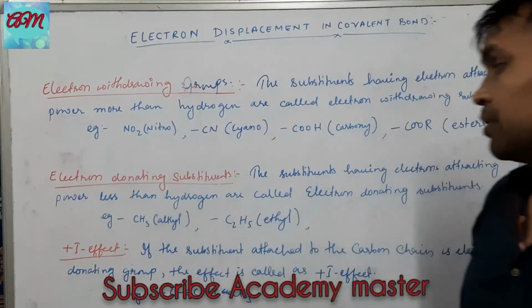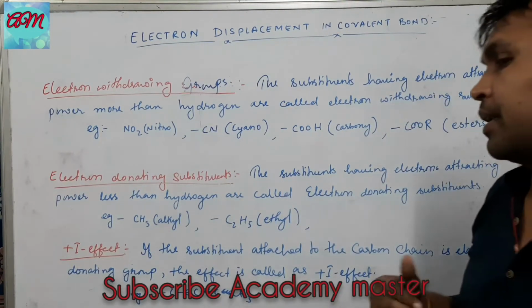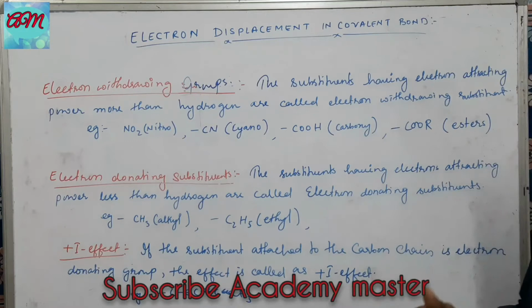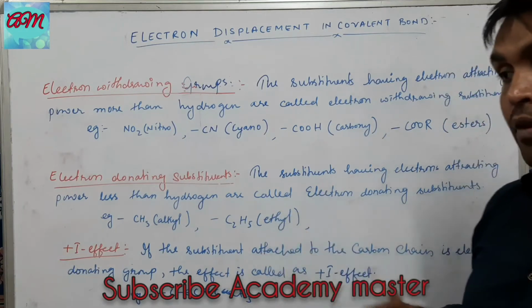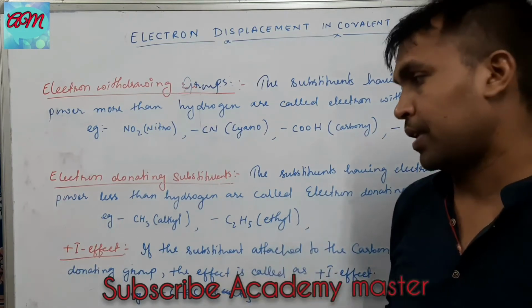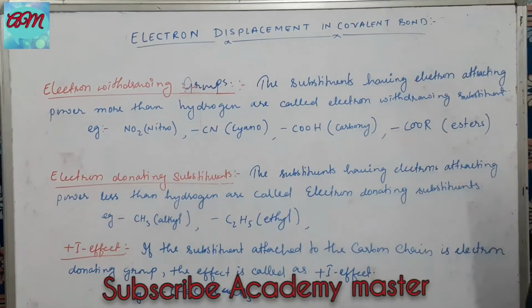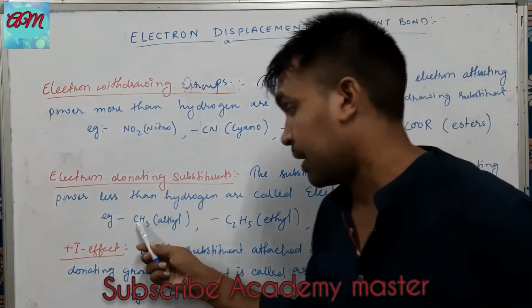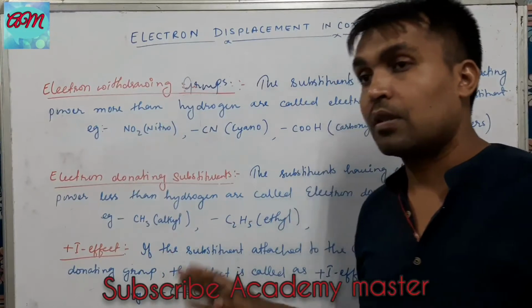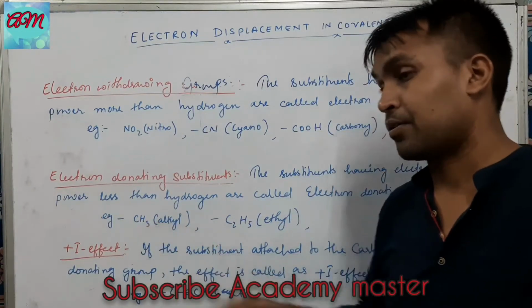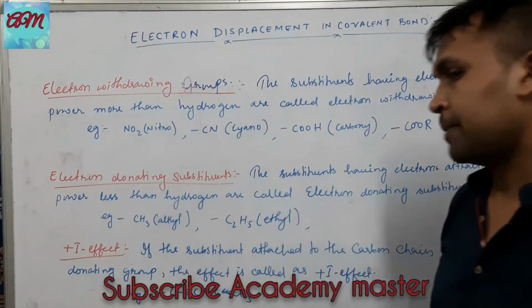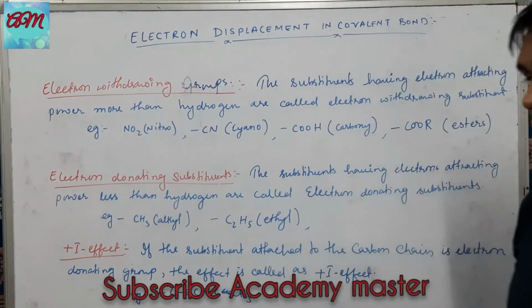They are electron donating groups, meaning they have electron attracting capacity less than hydrogen, and they have lots and lots of electrons to give to others. The simplest example of an electron donating group is the alkyl group, CH3. This is also called an electron donating group. Got it? Understood, students?